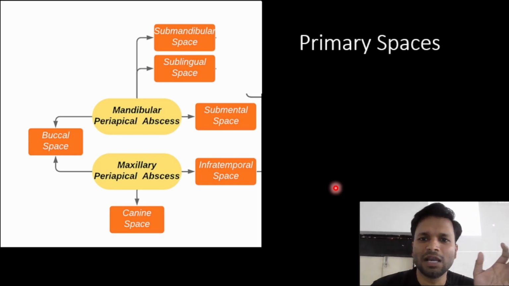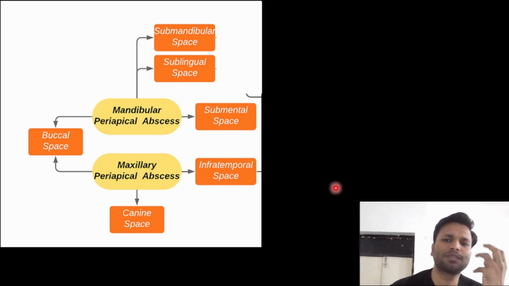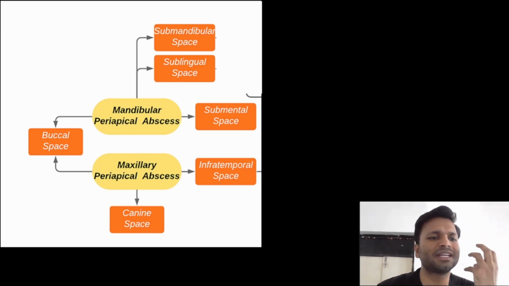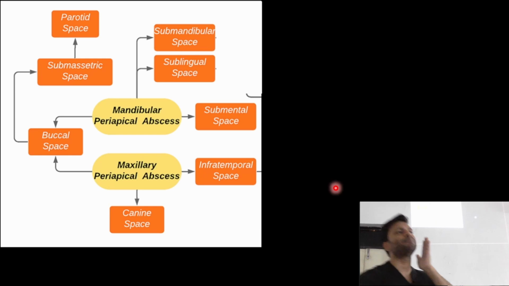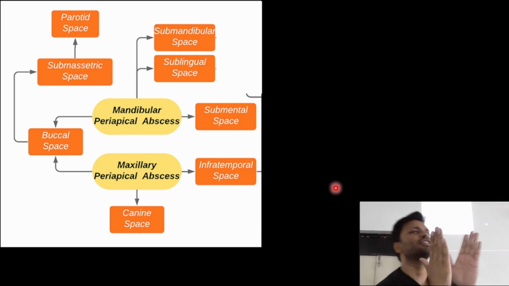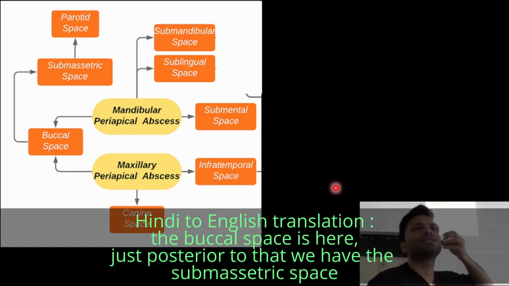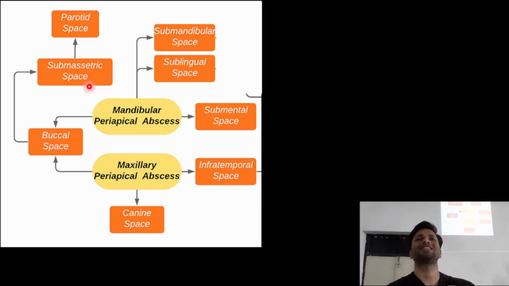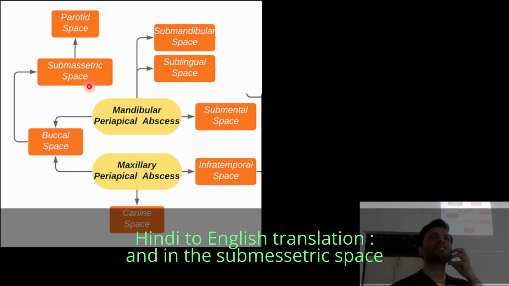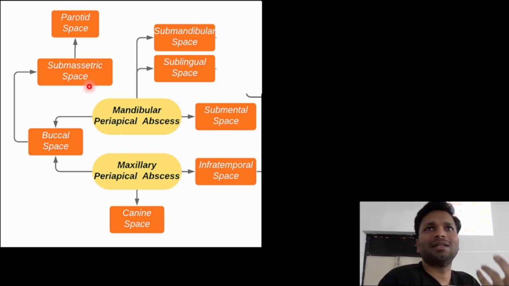Easy? Then from this, the infection from a space, suppose the buccal space, the infection can go to the submasseteric space. The submasseteric space is the space between the masseter muscle and the lateral surface of the ramus. Okay? Here is the buccal space, and just posteriorly we have the submasseteric space. So from the buccal space, the infection can spread to the submasseteric space easily. And in the submasseteric space, at the posterior aspect, we have the parotid gland, right?